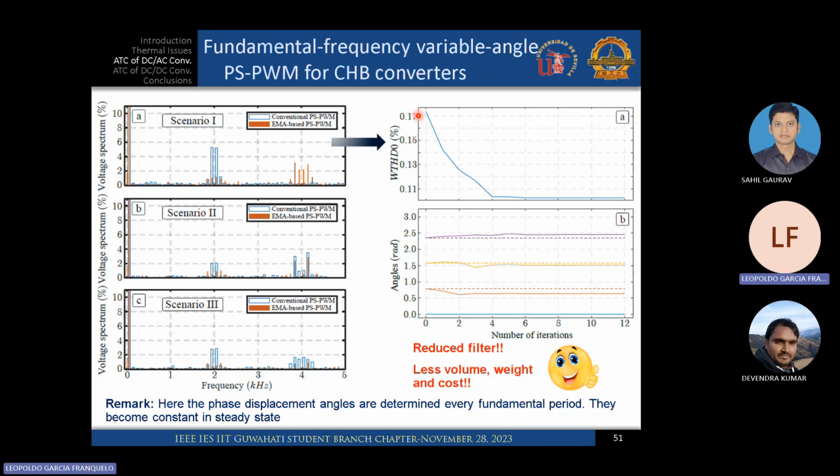Then here is the convergence. In this case, the objective function is the weighted THD, and it reduces in practically 4 iterations, taking into account that with the microcontroller that we are using, in 4 iterations of 100 microseconds, we get the convergence, and now it's practically stable. Okay. So the angles are these, in this case for 4 cells, for CHB. So we have to calculate every fundamental period first, but in the steady state it is constant; only at the changes do we need to spend more.